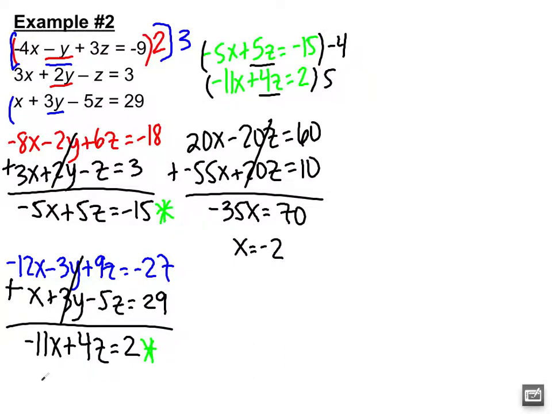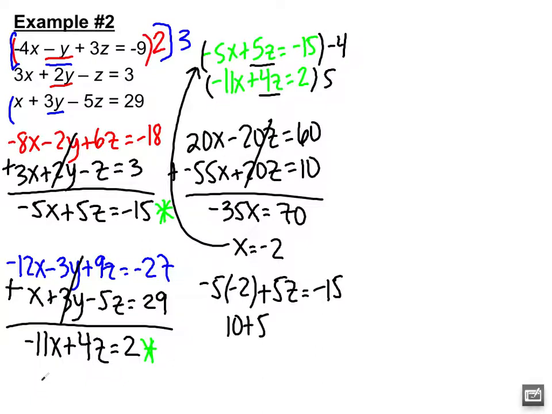In order to find z, I'm going to substitute x into this equation. So I have negative 5 multiplied by negative 2, add 5z is equal to negative 15. So 10 add 5z equals negative 15. 5z equals negative 25. Z equals negative 5.